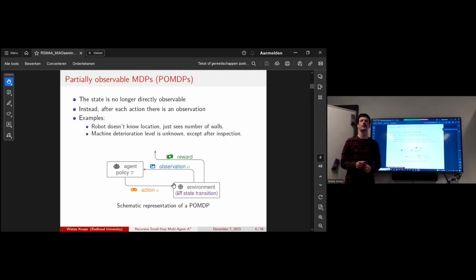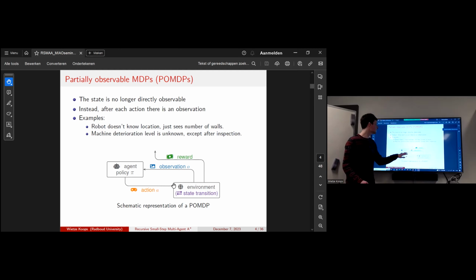Maybe in the machine deterioration example, we don't know in which of these intermediate stages of deterioration the machine is. We only know that if we choose some inspect action that tells us this. But otherwise, we only observe, of course, if it's completely failed, but anything else is not observable unless we choose an action which says inspect the machine, which of course has some cost.